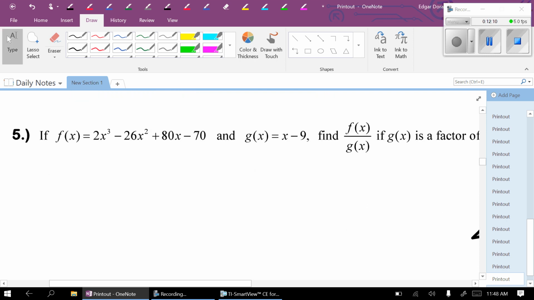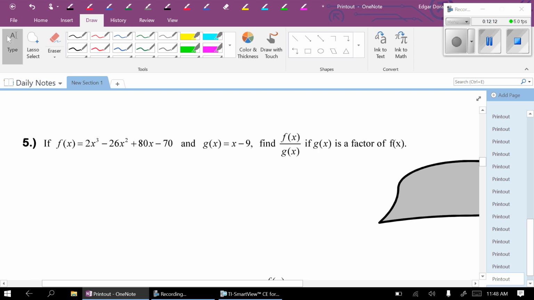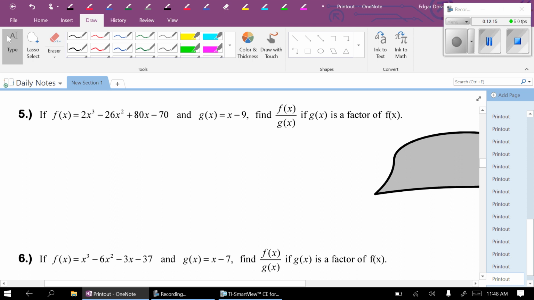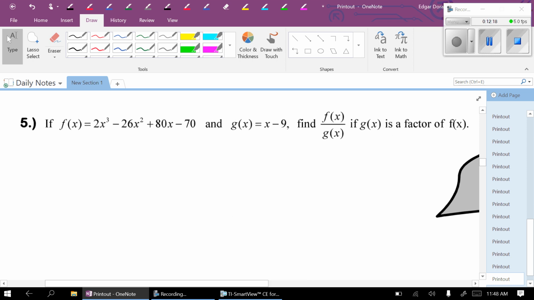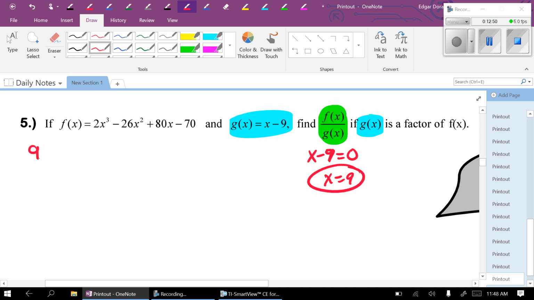What I'd like to do is actually go ahead and take a look at number 5 because something interesting happens here. So we're going to do number 5 and number 6 together, guys. So check it out. This one, same instructions. So we have f of x is 2x cubed minus 26x squared plus 80x minus 70. And then g of x is x minus 9. So it says find f of x divided by g of x, if g of x is a factor of f of x. And what we're doing here is we're going to go ahead and divide these out. But we need to set g of x equal to 0 before I even start anything. So x minus 9 equals 0. So my box number is going to be a 9.